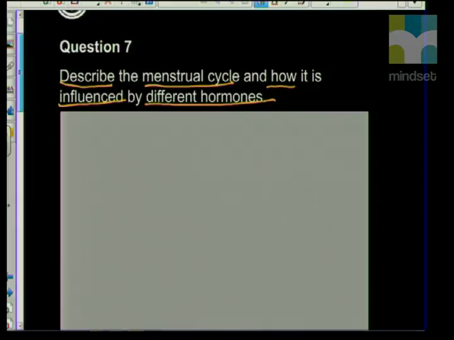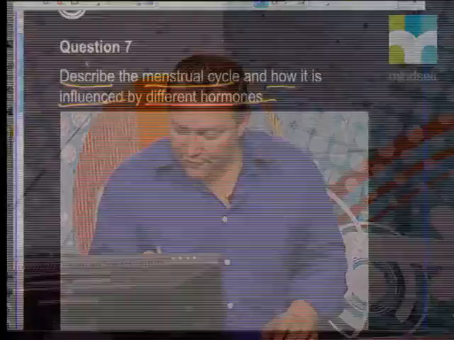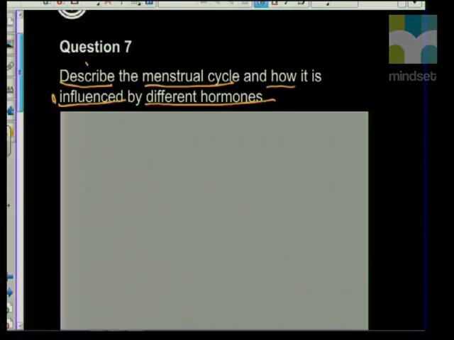Okay, now watch carefully. Firstly, describe the menstrual cycle. It's the whole cycle of when an egg is made, given off, and taken out of the body if it hasn't been fertilized. And then it says how it gets influenced by different hormones. So now we're going to look at the hormones. Even before I uncover that, listen carefully.